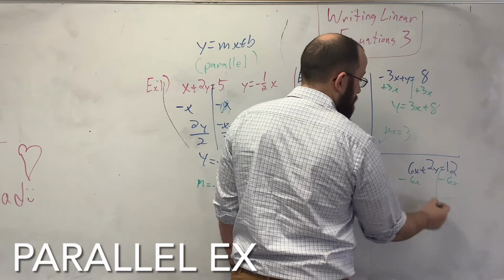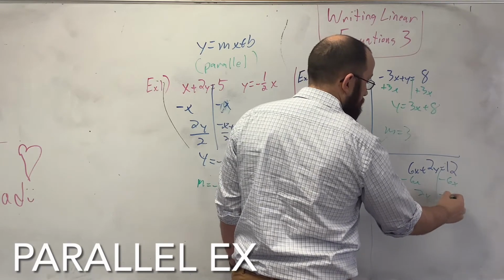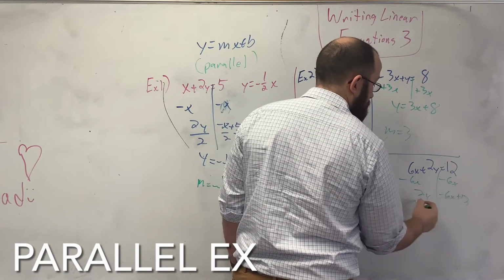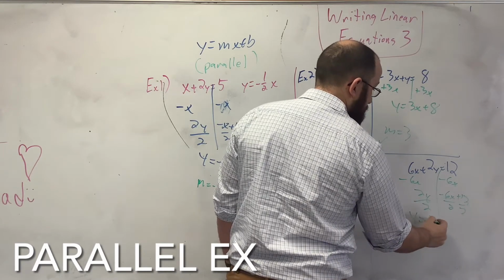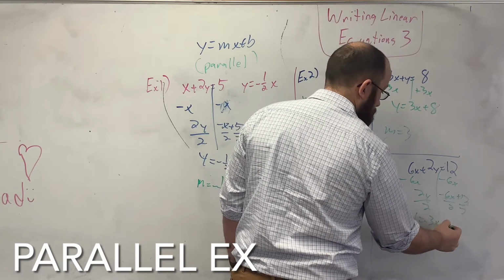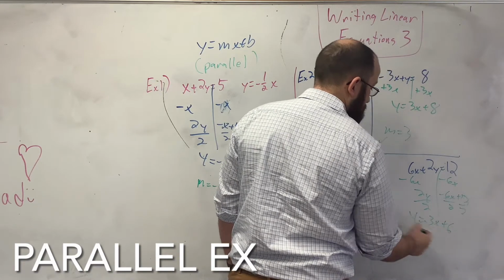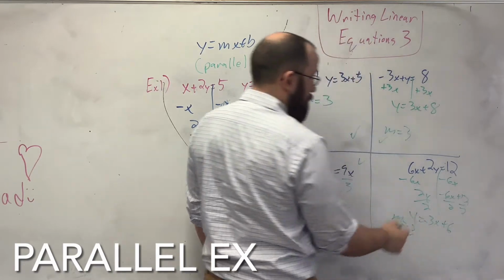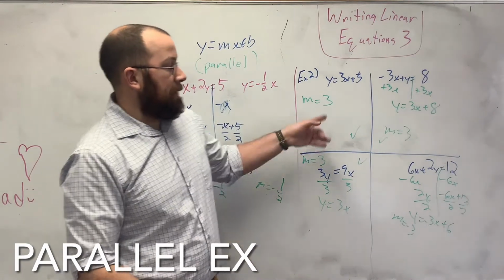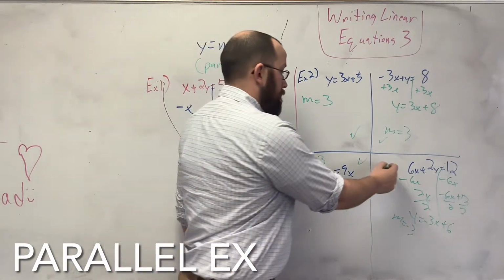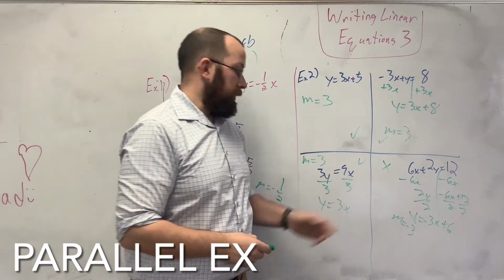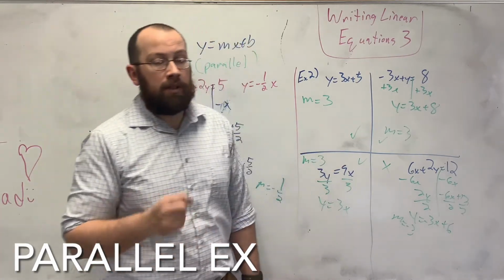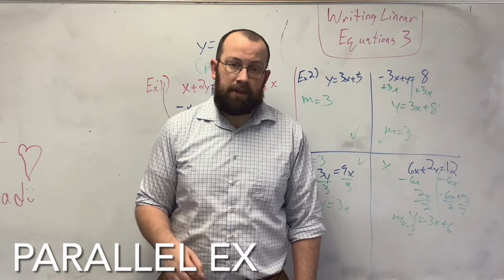So I have to move the x over and then divide by 2. So I get y equals negative 3x plus 6. So my slope here is negative 3. Is that the same as 3? No. They're not parallel. So those three are parallel with each other. All you're checking with parallels is to see if their slopes are the same.